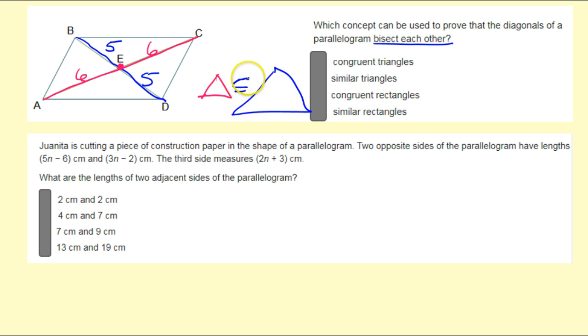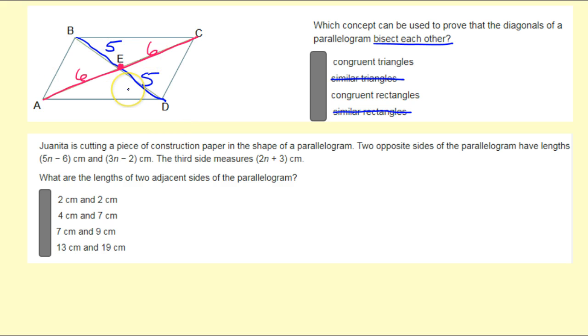You want them to be congruent. That would prove that the two sides are equal. Similar is not good enough. So either of these that say similar cannot possibly be the answer. All right? We want the sides to be equal, and for that you need congruent shapes. So it's either congruent triangles or congruent rectangles.